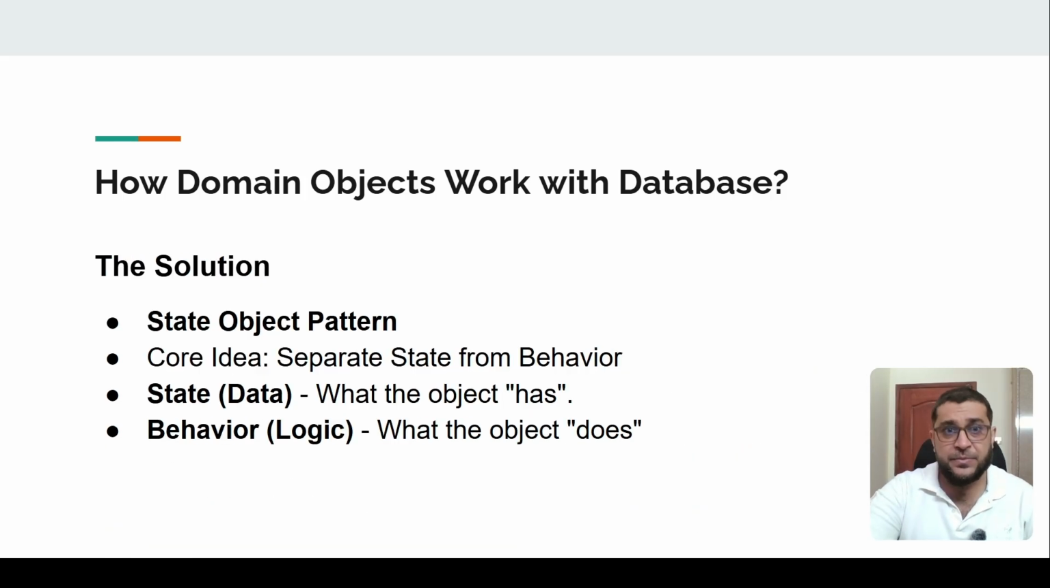So how will we fix this problem? There is one solution called the state object pattern. The core idea of the state object pattern is that it separates the state from the behavior. State means data, like the object has some data, and behavior means the logic. So with the help of the state object pattern, we separate the state and behavior. How we'll do this, we will see in the next slides.